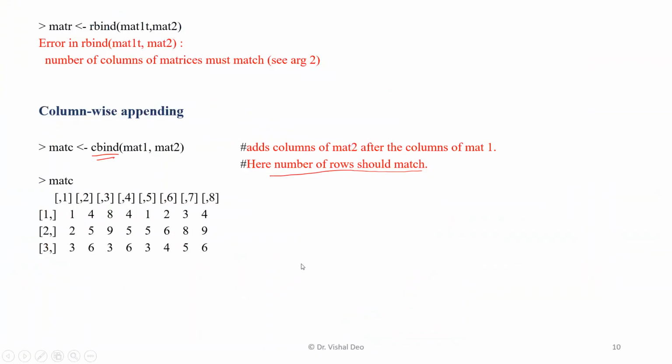So these two functions are also very useful. Generally, if we are working on data and some new data has come up, we want to add it to the existing data, then we can simply use rbind or cbind to do it if we are dealing with matrices.